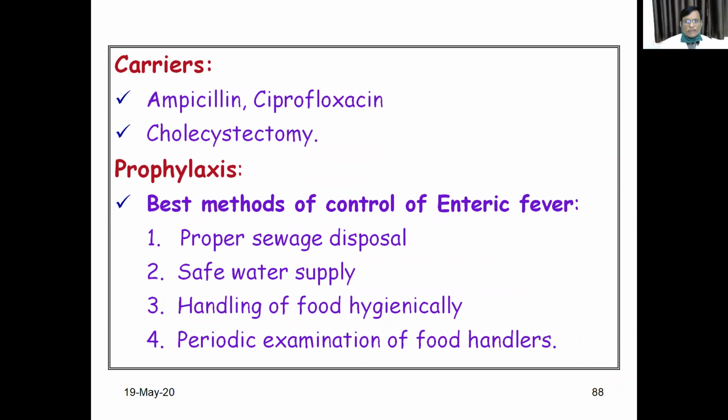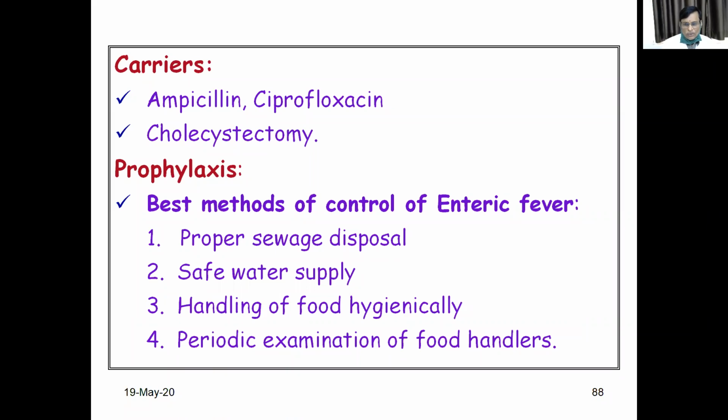Carriers you can treat with ampicillin, ciprofloxacin, or the best way is by surgery using cholecystectomy, or removal of the gallbladder. Prophylaxis, the best methods of control of enteric fever: proper sewage disposal, that is everybody should use a septic latrine, safe water supply with chlorinated water, handling of food hygienically with gloves and everything, and periodic examination of food handlers.